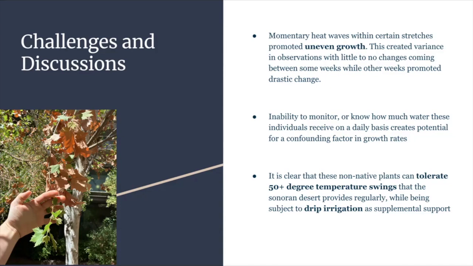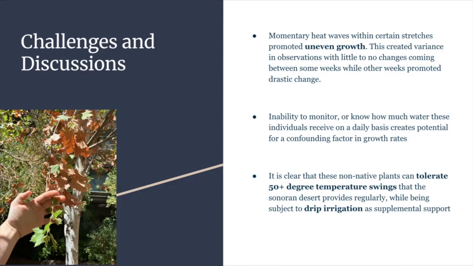And another thing too that was kind of difficult is these plants were being watered by drip irrigation, and I was not able to understand how much water they were getting on a daily basis. I'm sure they got something. These are inherently riparian species, so these are species that really love water. I don't know how much they were getting. It was a particularly dry spring, and so they certainly were not getting enough just from the precipitation alone.